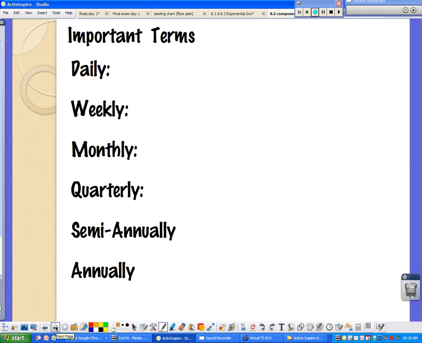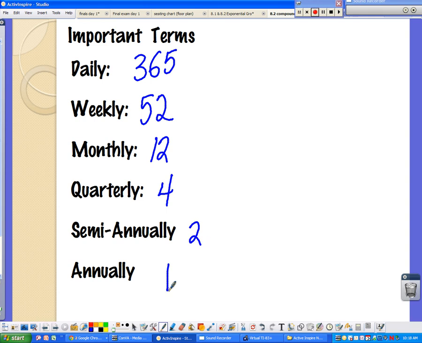So, some important key terms, because the institution where you deposit the money could calculate your compound interest in different ways. If they use a daily method, then they're going to use 365 days. Weekly, they're going to use 52, because there are 52 weeks in a year. Monthly is 12. Quarterly is 4. Semi-annually is 2, and annually is 1. Okay, so make sure you've printed off the note sheet and you have those as a reference that you can refer back to.